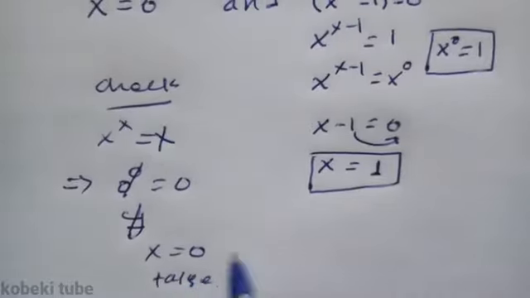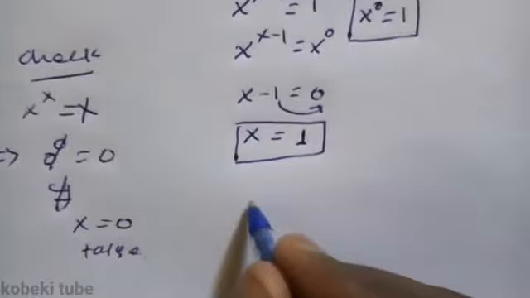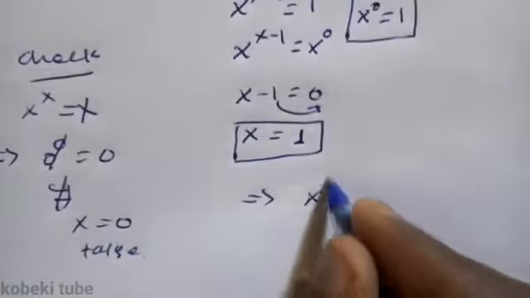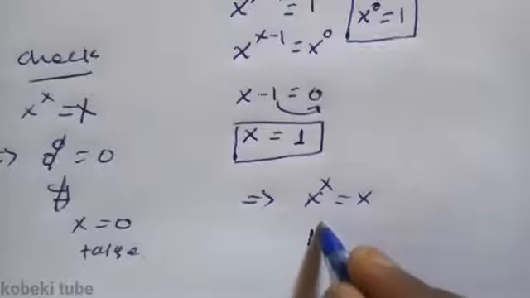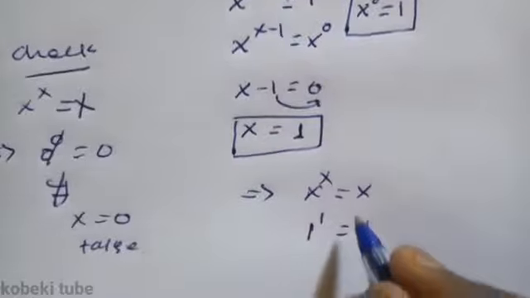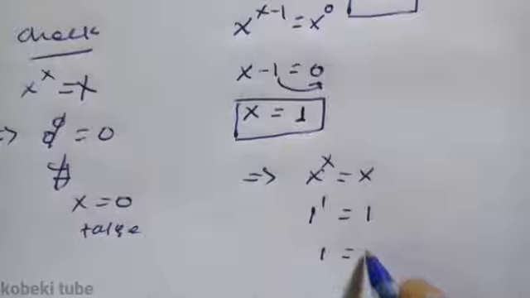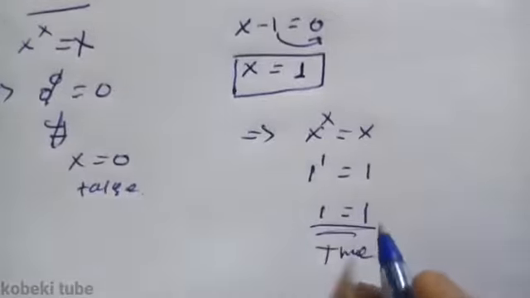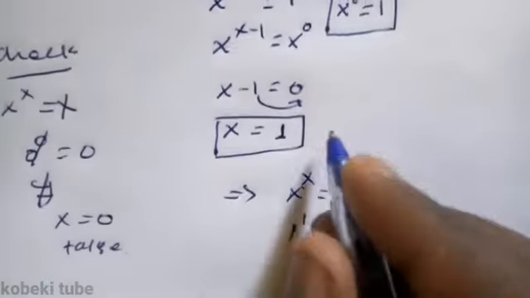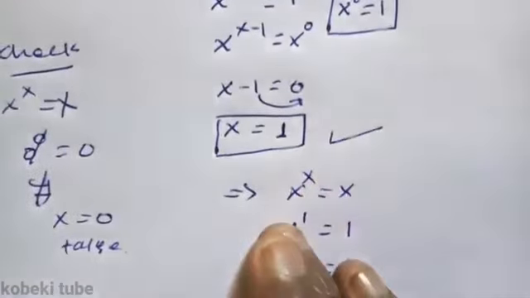Then here we will check for the second case, x to the power of x is equal to x. Then we substitute 1 for x. 1 to the power of 1 is equal to 1, which is equal to 1, which is true. So the only value of x is equal to 1. So don't forget these steps.